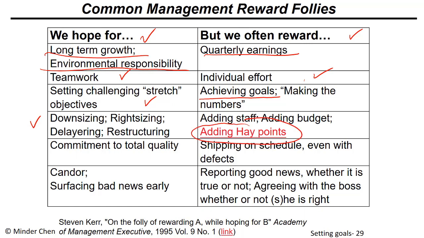We hope for downsizing, right-sizing, delayering, restructuring the organization. But a lot of the time we end up adding staff, adding budget, adding pay points. This is a link. If you click on it, you would be linked to, I believe, a wiki document explaining what pay points mean, which is a technical term. We hope for commitment to total quality, but a lot of the time we may be shipping on schedule. However, we may ship product with defects. So this gives us examples of how in an organization, a lot of the time what we're rewarding is really not what we're hoping for.